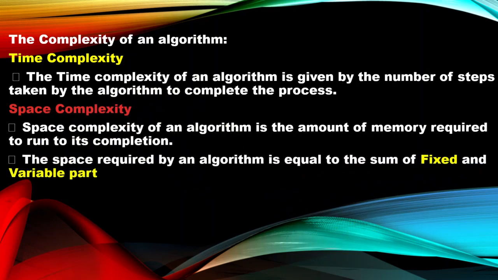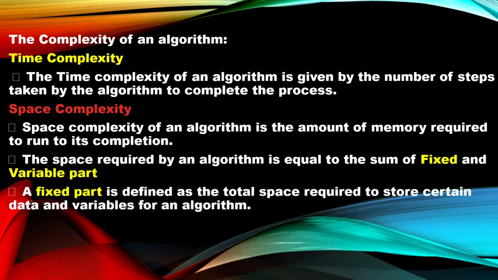The space required by an algorithm is equal to the sum of the fixed and variable part. So how do we find the space required for an algorithm? It is equal to the fixed and variable part. So let us see what is the fixed and what is the variable part. A fixed part is defined as the total space required to store certain data and variables for an algorithm. So the space needed to store data and variables for an algorithm is known as the fixed part.